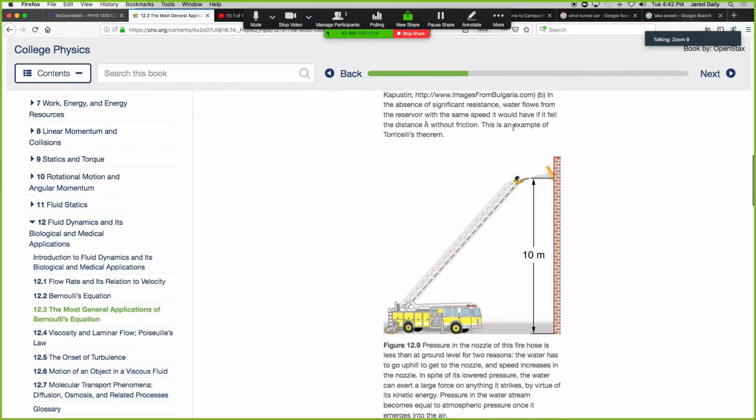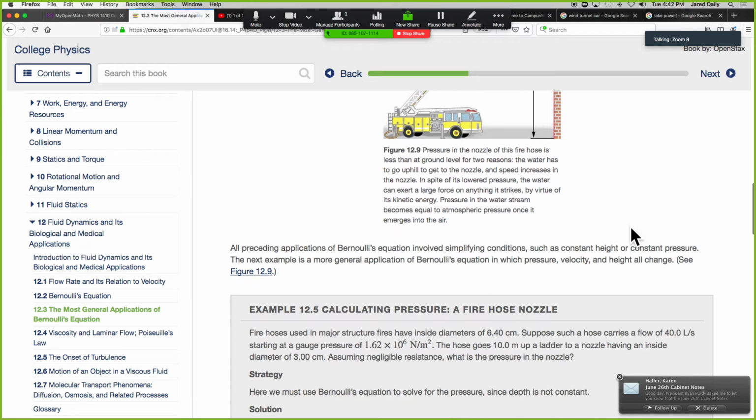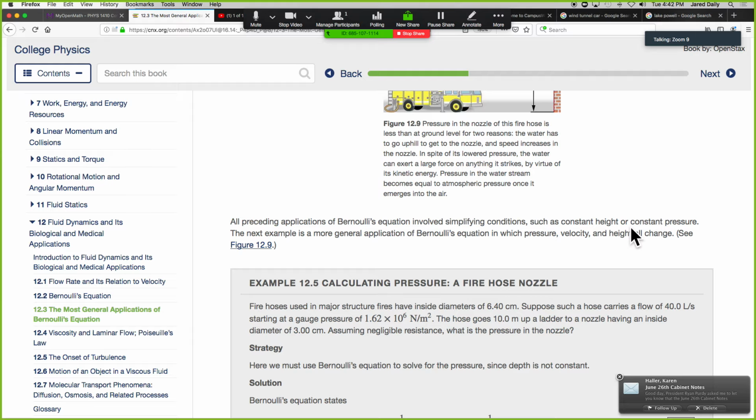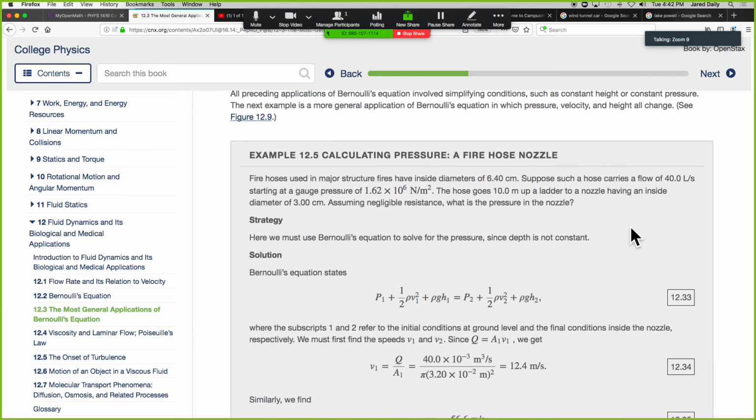But it also works for like the truck here where you're going from low to high. It works as well, as long as the pressure is about the same. So here we're going to actually do this.